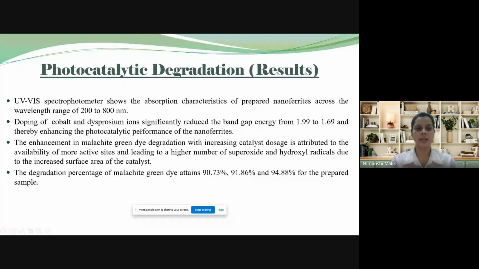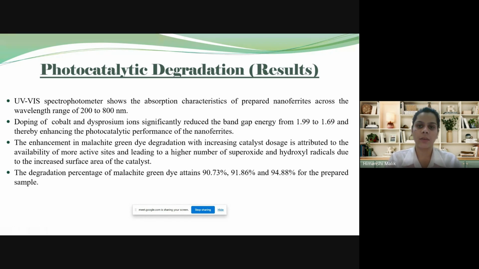And there is enhancement in the malachite green dye degradation with increasing catalyst dosage. As we saw in the previous slide, the crystallite size of the material decreases with increasing dopant. As the crystallite size decreases, the surface to volume ratio increases. With this increased surface to volume ratio, we need more active sites. That's why we increase the catalyst dosage, to make active sites available, leading to a higher number of superoxide and hydroxide radicals.